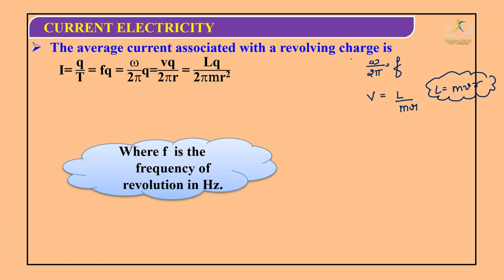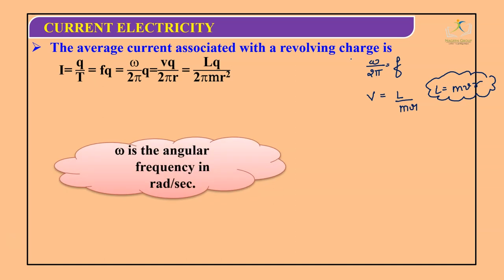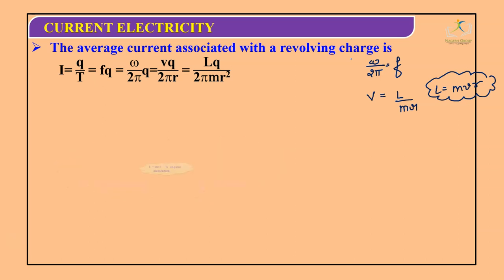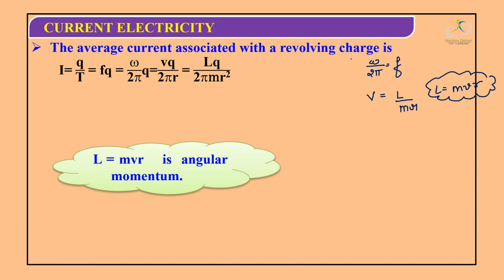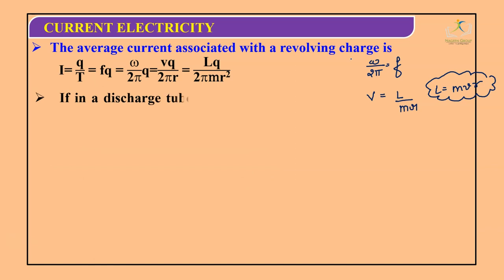If f is the frequency, the frequency of revolution is in hertz. Omega is the angular frequency, so the unit is radian per second. And L is equal to mvr is the angular momentum. R is the radius of the circular path.